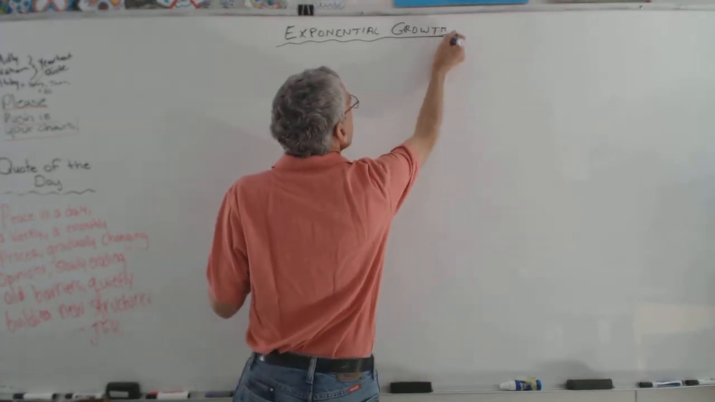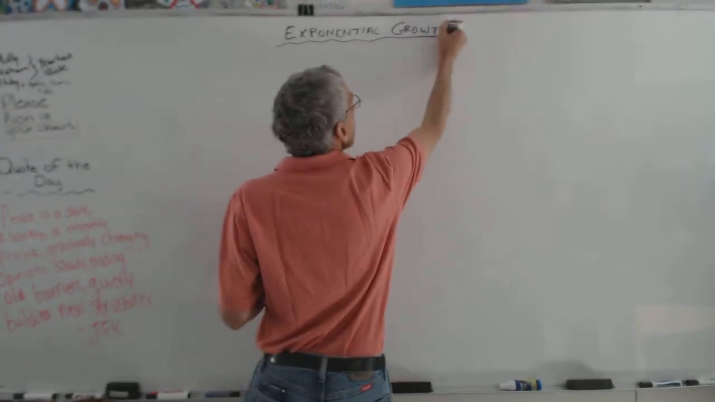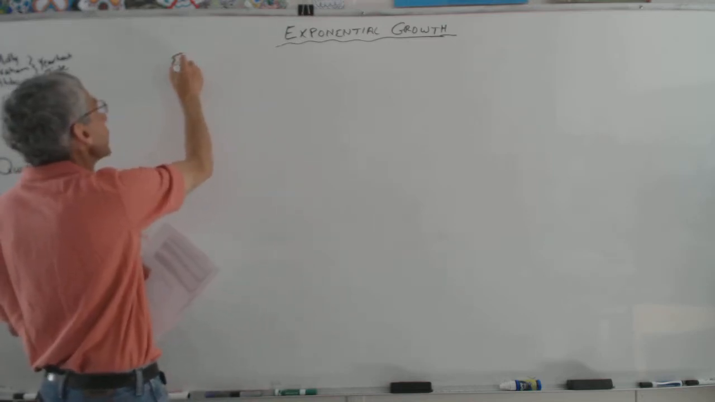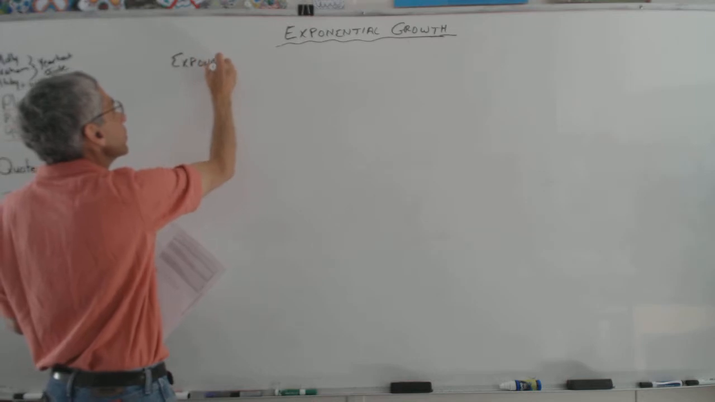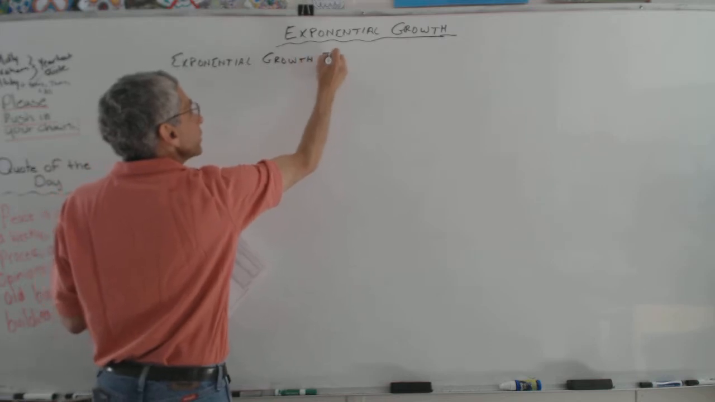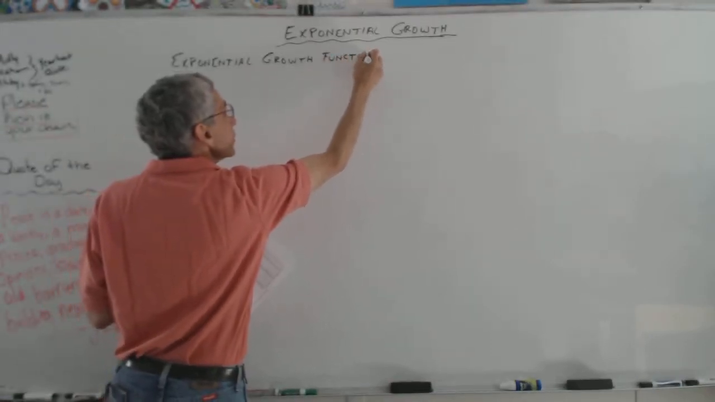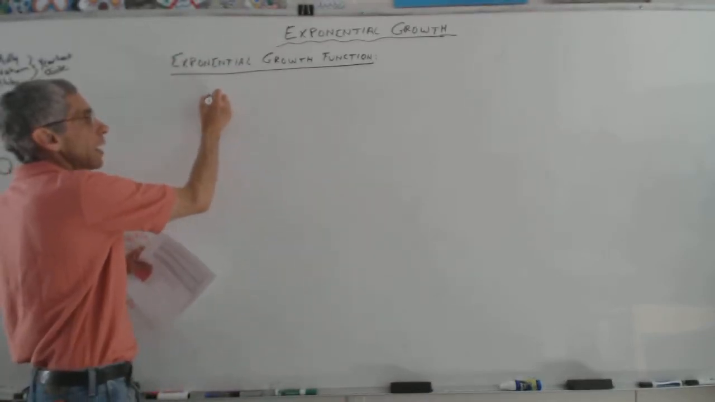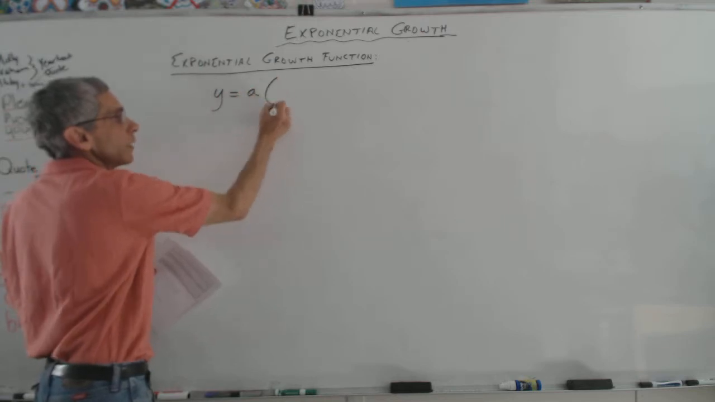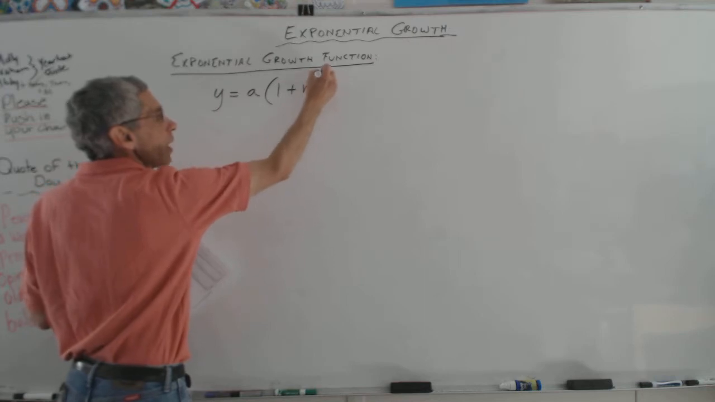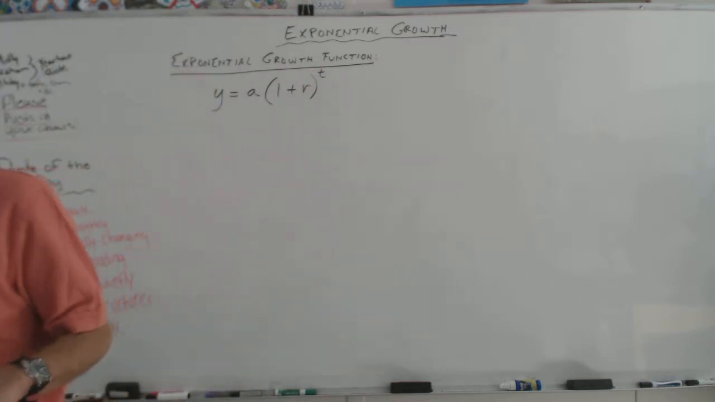Exponential growth. Okay, so now let's talk about the exponential growth function. Let me write it over here. Exponential growth function. Now my class has learned this, but it's been a while, so I'm sure they don't remember it too well. This is the function. Y is equal to A times (1 plus R) raised to the t power. So write that down and I'm going to explain it to you.